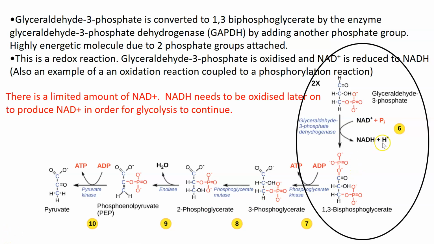This whole production of NADH is part of a coupled reaction. If you look at glyceraldehyde 3-phosphate, it has a phosphate group attached. Now this enzyme, glyceraldehyde 3-phosphate dehydrogenase, is responsible for reducing NAD to NADH, but it's also responsible for using the energy from here, using this inorganic phosphate, to attach another phosphate group.